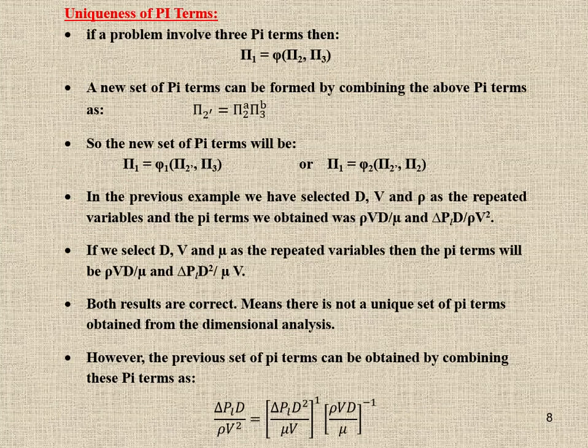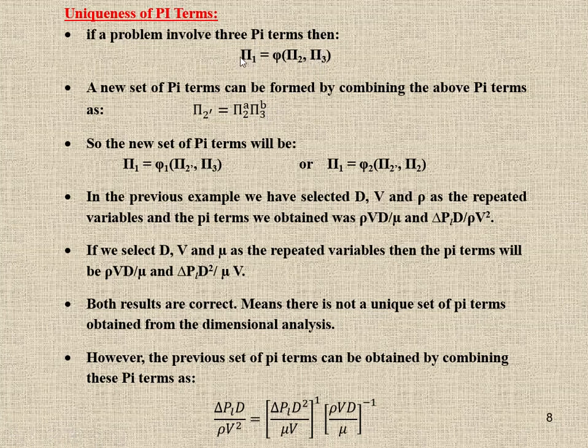Okay, so why are we discussing this? Let's see, if there is a problem involving 3 pi terms, what does it mean? A new set of pi terms can be formed by combining the above pi terms. That means you can create another pi term by multiplying these two. This is the uniqueness, because the solution, these 3 pi terms, you got it.